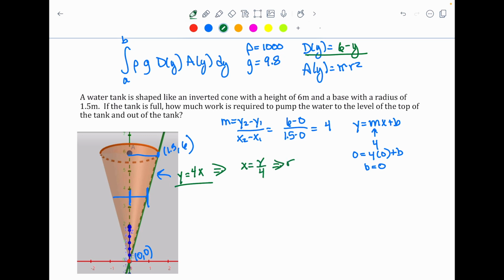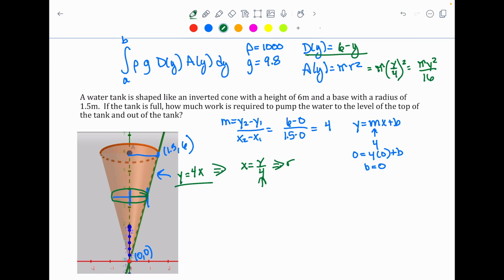This is also the radius of that circle. So once again, the shape of my slice is going to be a circle. And the radius is going to be y over 4. I can plug that back into my area function up here. I can say my area is going to be pi r squared, which is y over 4, squared. So I'm going to have pi y squared over 16, and that's my area function. And now I've got all of the pieces except a and b.